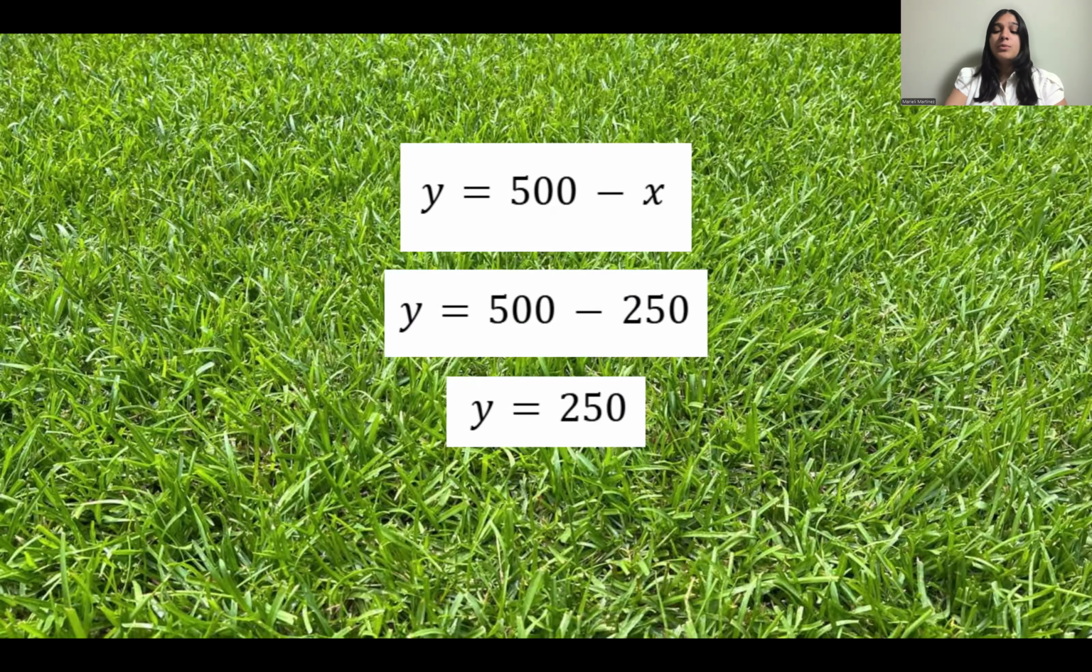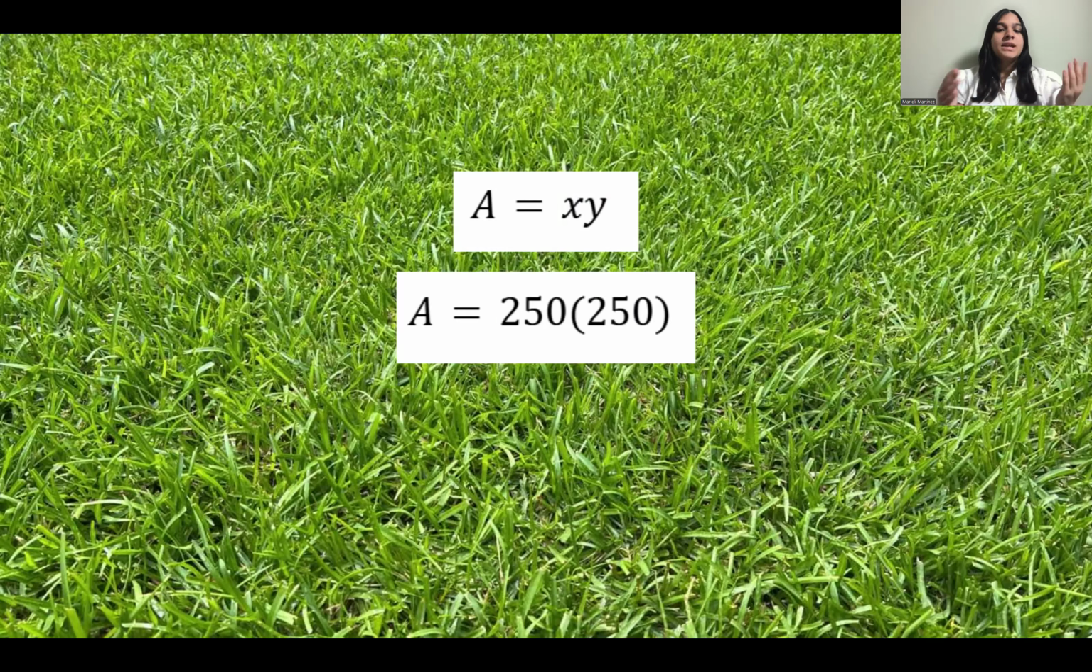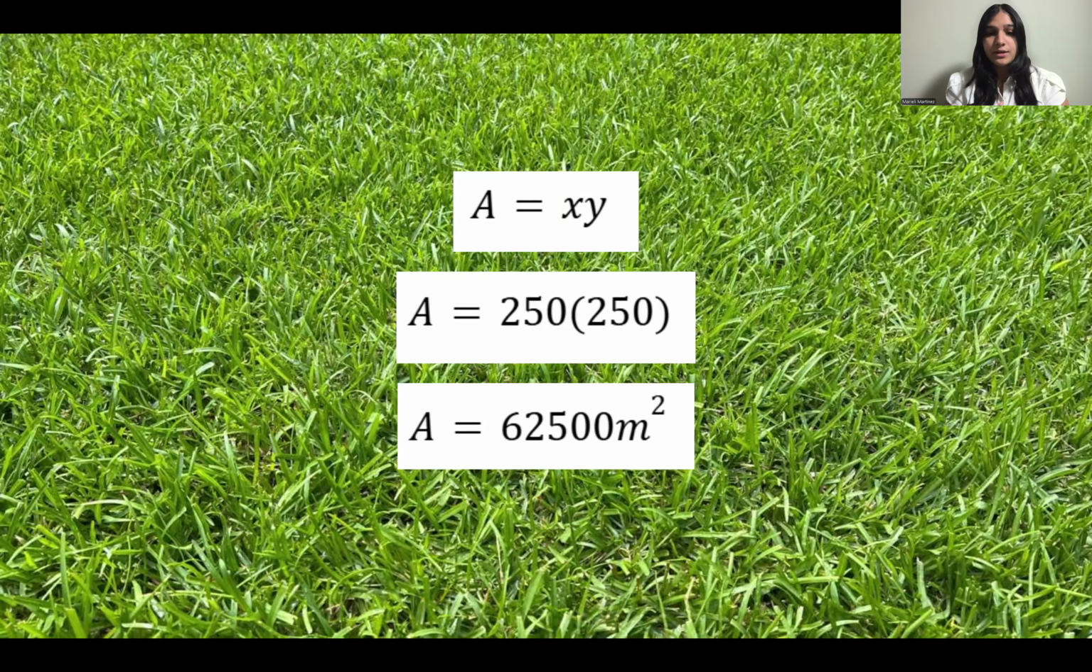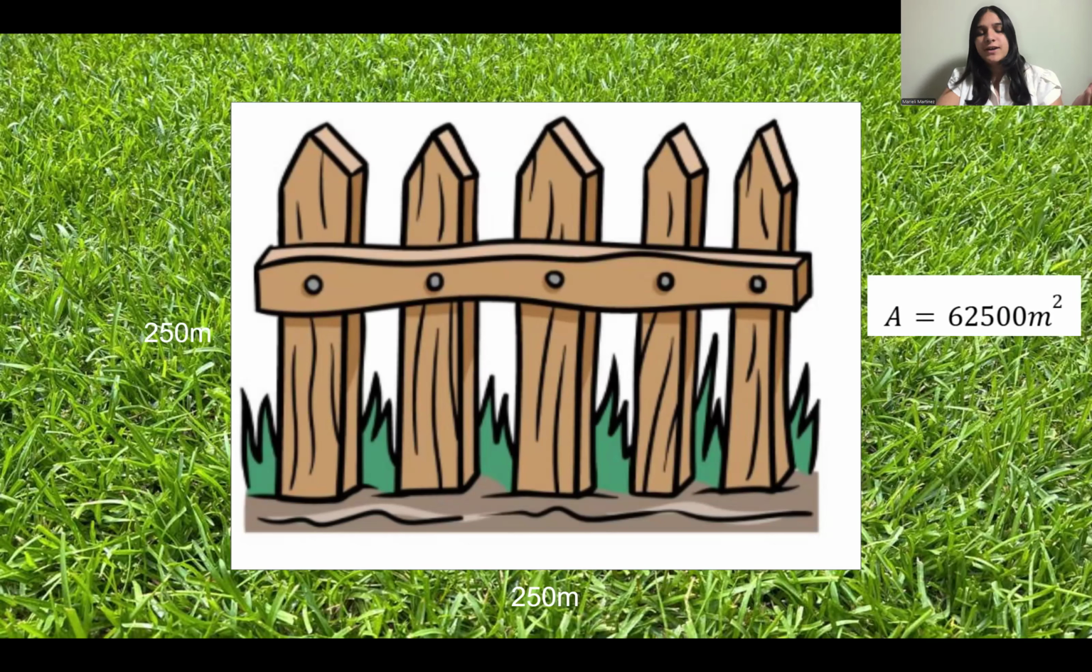Now that we have both x and y, we can solve for our area. And now we know that the maximized area using a square is 62,500 meters squared. This is a more visual of an x value being 250, a y value being 250, and the area would be 62,500 meters squared.